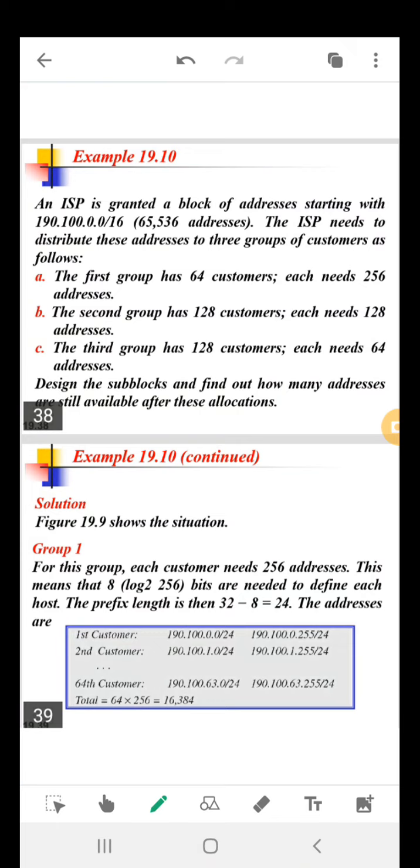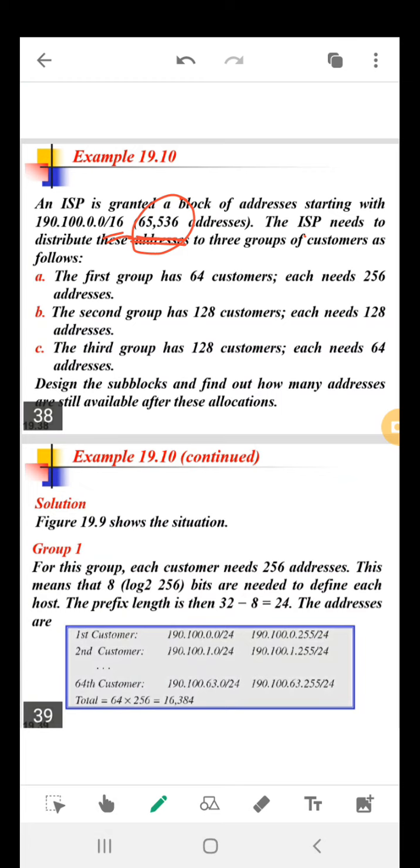Let's say that we have an ISP which is granted a set of addresses starting from 190.100.0.0/16. That means the ISP currently has 65,536 addresses. How did we get the 65,536 IP addresses? That is by using the mask address: 2 raised to power 32 minus 16 is 2 raised to power 16, which is equal to 65,536.